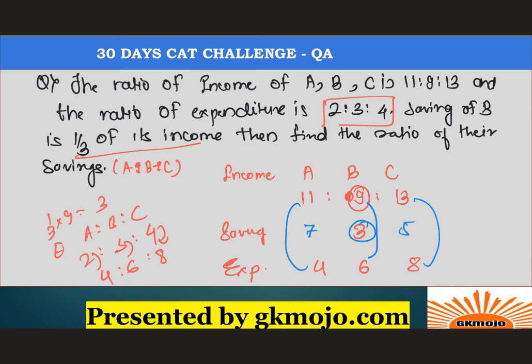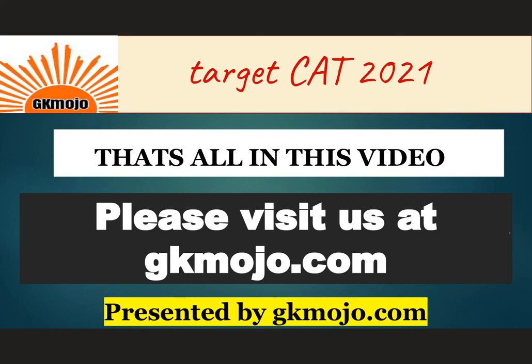And the final ratio for savings will be 7 is to 3 is to 5, and that is your correct answer. So that's all in this video, guys.